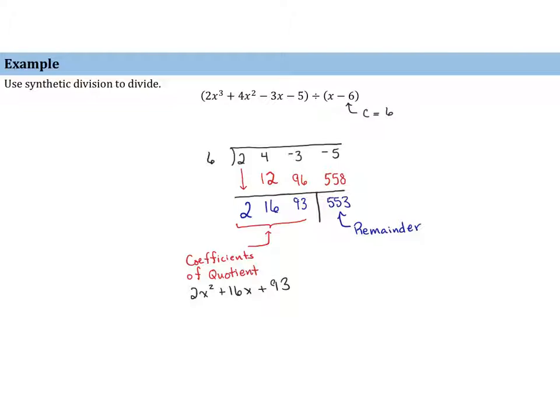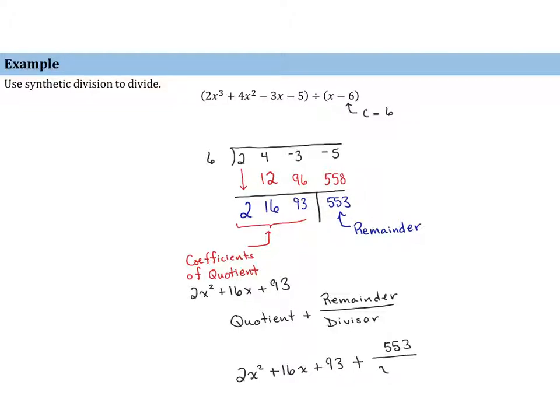Now whenever we write the answer to a division problem, our answer will be quotient plus remainder over the divisor. So in this case, our quotient is 2x squared plus 16x plus 93 plus the remainder, which is 553, divided by the divisor, which was x minus 6. And thus ends our problem.